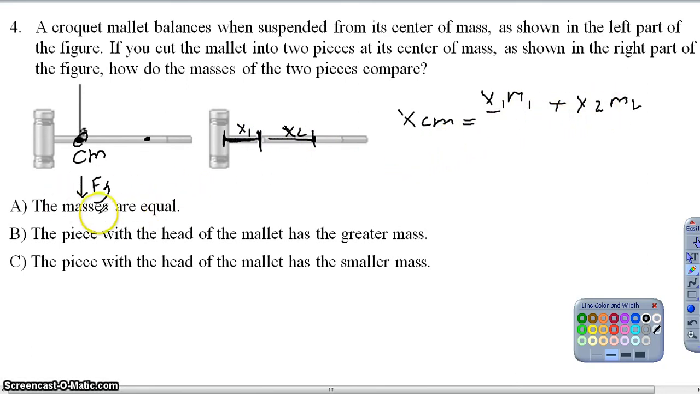Okay, so this is maybe a counterintuitive one, but the masses do not have to be equal. The fact that the head of the mallet here is closer to the center of mass tells me that this is actually in fact the more massive one because its radius is smaller. So the piece with the head of the mallet does in fact have a greater mass.